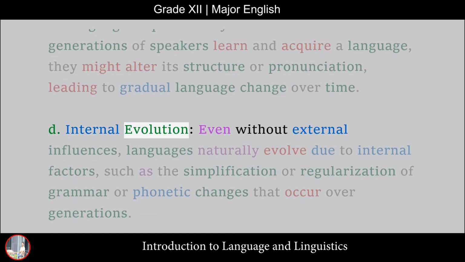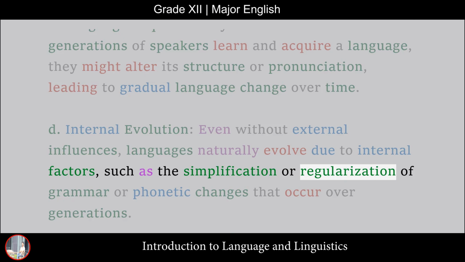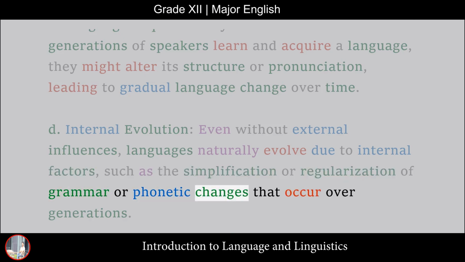D. Internal evolution. Even without external influences, languages naturally evolve due to internal factors, such as the simplification or regularization of grammar or phonetic changes that occur over generations.